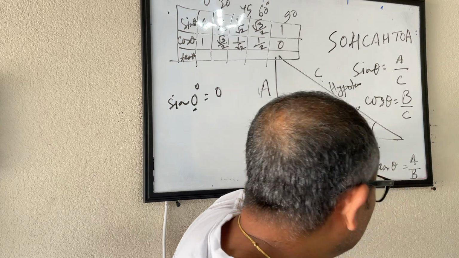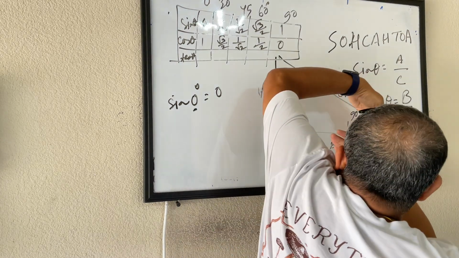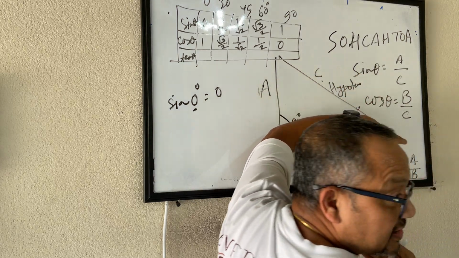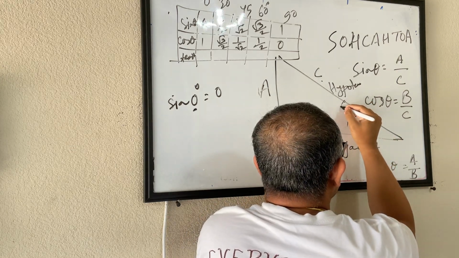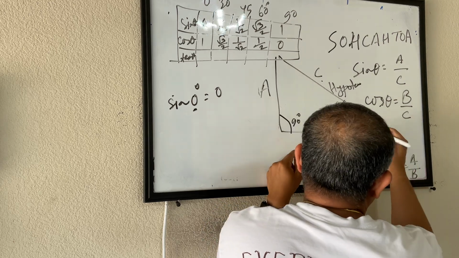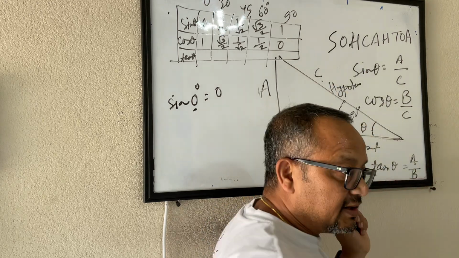When my sine of theta is 0 degrees, what is going to happen? This hypotenuse will keep moving closer and closer and literally fall on this line, correct? That's when theta is 0. So this hypotenuse is moving towards this side, and when it's 0, it literally falls on this. It becomes one line, correct?